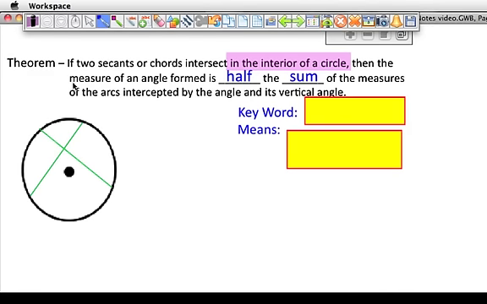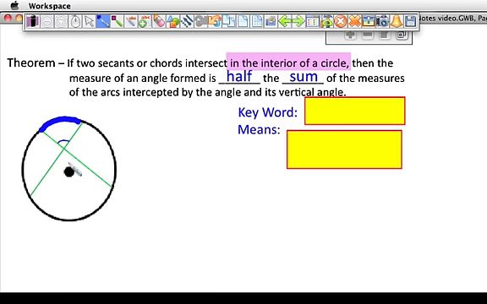Here's what happens. The measure of an angle formed, let's look at this angle right here, is half of the sum of the measures of the arcs intercepted by the angle and its vertical angle. So it's still taking half, the angle is still half of the arc. However, there are 4 arcs created here. So you have to pick 2 of them. The arc formed inside this piece right here gets counted, and the one across from it.